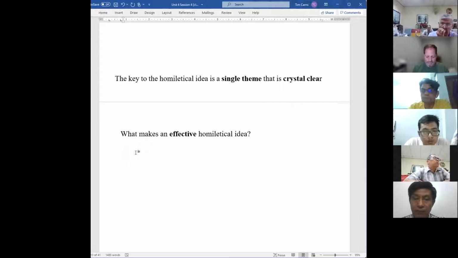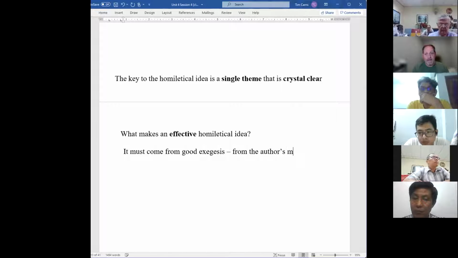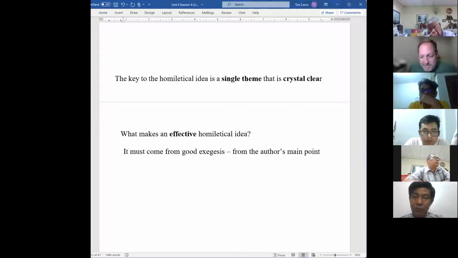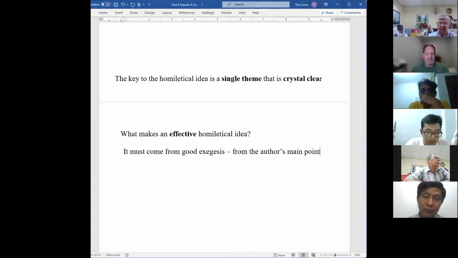Good exegesis. Yeah, it must come from good exegesis, and that's why we spent a lot of time, actually over a year now, right? We spent almost exactly a year just focused on that, the exegetical step. So it has to come from good exegesis from the author's main point. That is, it must be accurate, right? That's what we're talking about.